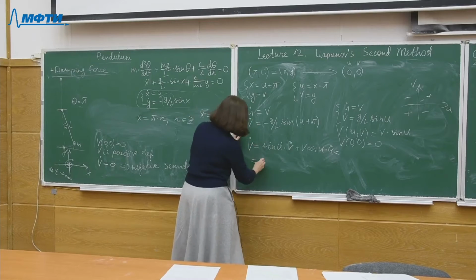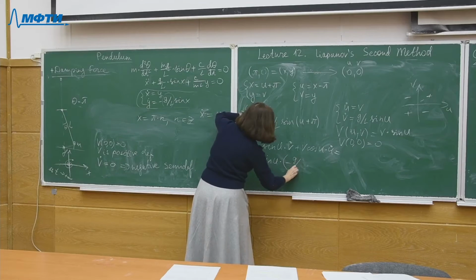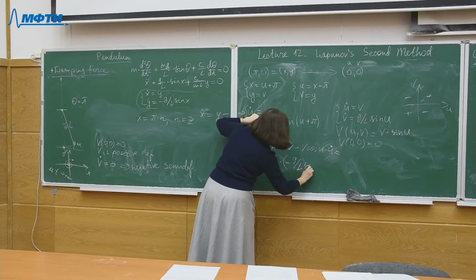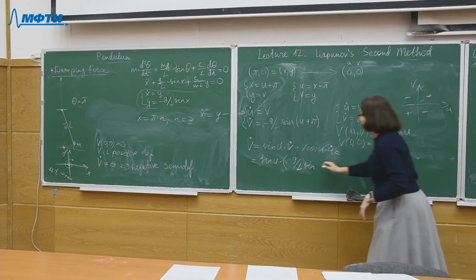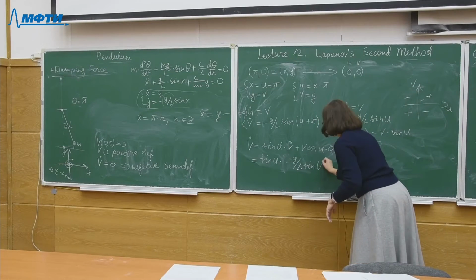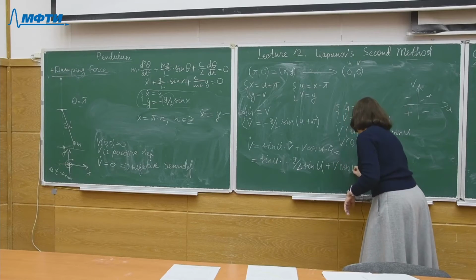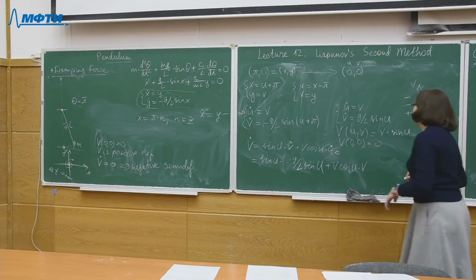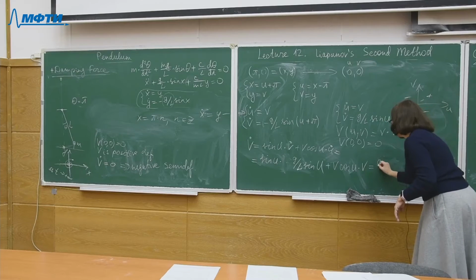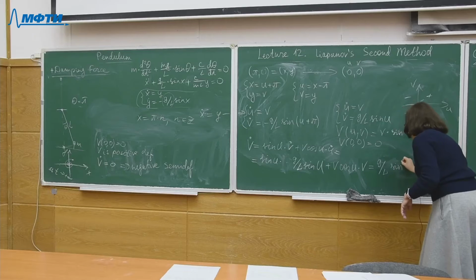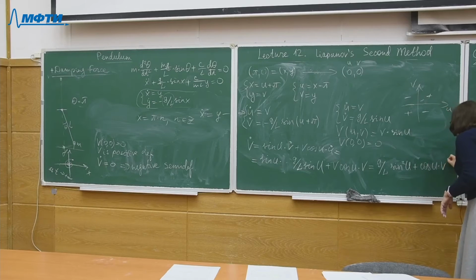So sine u is sine u. Then v dot is this, minus g over L sine, it is taken from this system, of course, multiplied by this sine u, plus v cos u and v. And we will get the following: g over L sine squared u plus cos u times v squared.